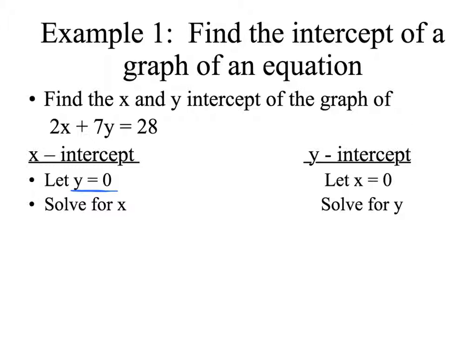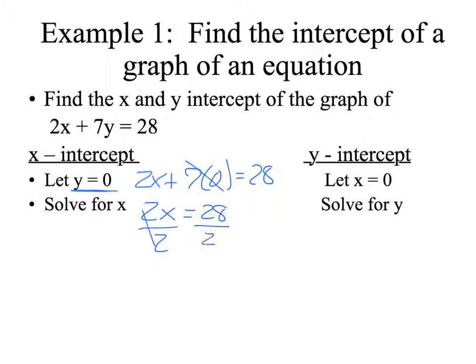So in the problem, 2x plus 7y equals 28, everywhere I see y, I'm going to plug in 0. So I'm going to do 2x plus 7 times 0 equaling 28. 7 times 0 is just 0, so that's actually going to go away, leaving 2x equaling 28. Divide each side by 2, and I get x equaling 14.